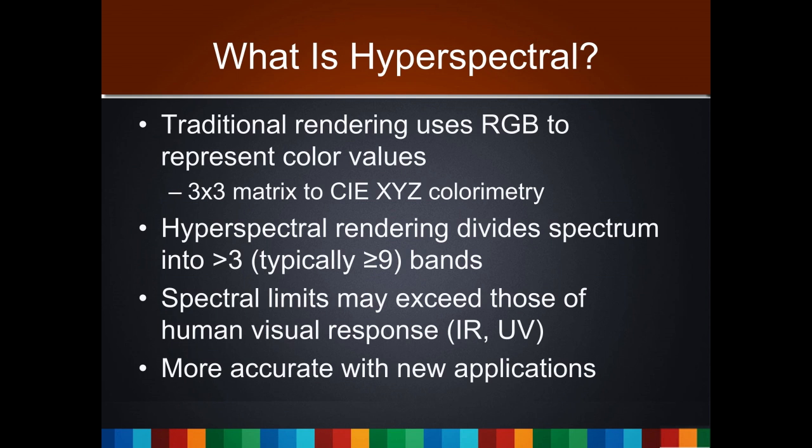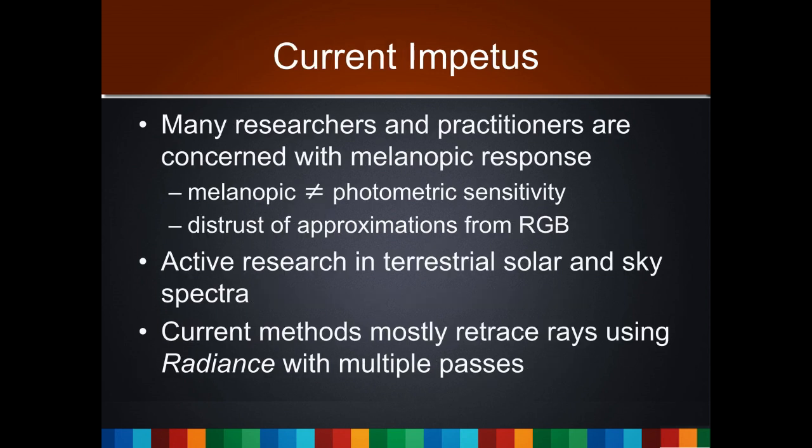And there you can change the spectral limits, so you don't have to limit yourself to the visible spectrum. You can go outside that to some extent. And it's more accurate and has new applications. So one of the impetuses for this is that many researchers and practitioners are using rendering to determine melanopic responses, which have a different spectral profile than photopic or scotopic. And there's a distrust of approximations from using RGB coefficients. And then there's active research in terrestrial, solar, and sky spectra.